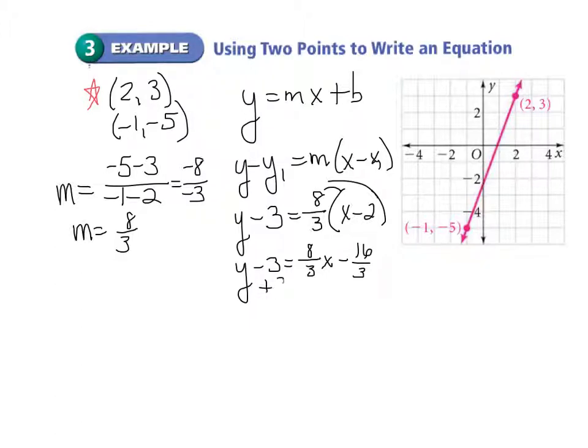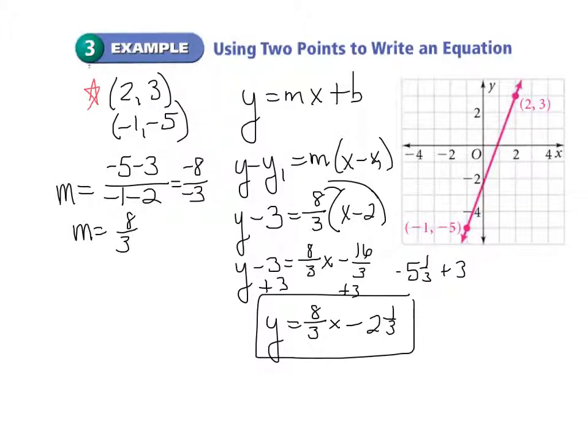I then add 3 to both sides. That gives me y equals 8/3 x. Well, this would be 5 1/3. So I have -5 1/3 plus 3. That would give me -2 1/3. So my answer will be y equals 8/3 x minus 2 1/3. Let's say you had chosen to use -1, -5. If you took that and plugged that in, you would end up with the same answer.